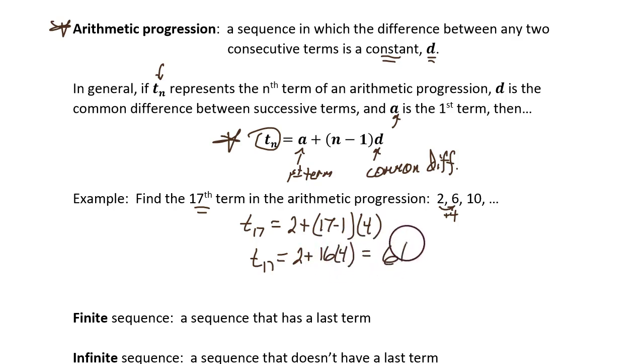That makes 66. So this formula finds us the value of any term we want, as long as we know the first number in the sequence and we know the difference between the terms.